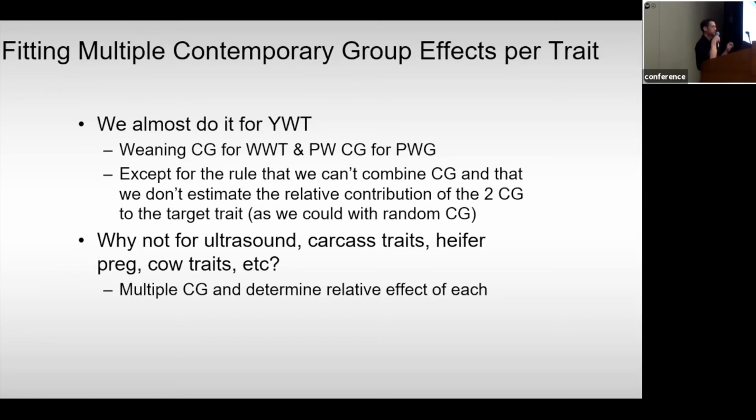So you could imagine that we fit a random contemporary group effect for pre-weaning, and a random effect for post-weaning, and we estimate the relative contribution of those two random contemporary group effects to the target trait. And there's a lot of things we could do that for, like ultrasound, carcass traits, calf productive rates, etc. Anytime that animals through their life migrate through different groupings.